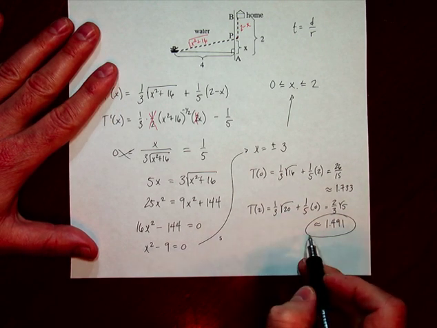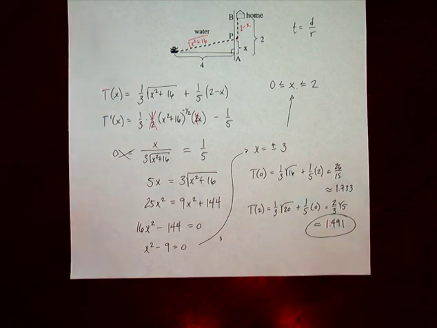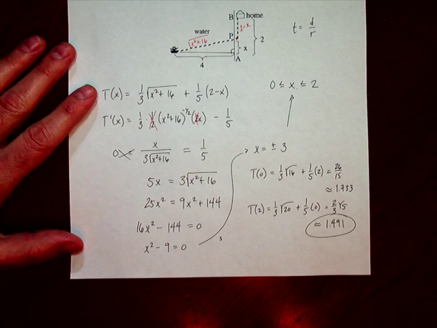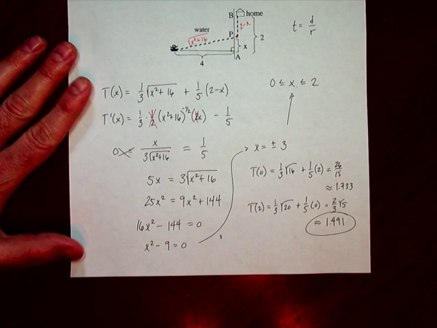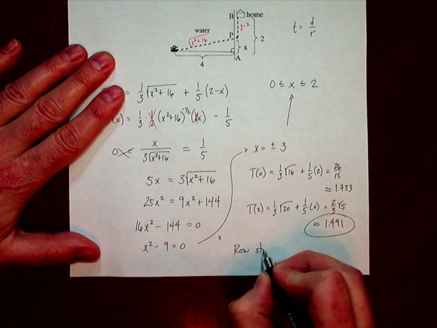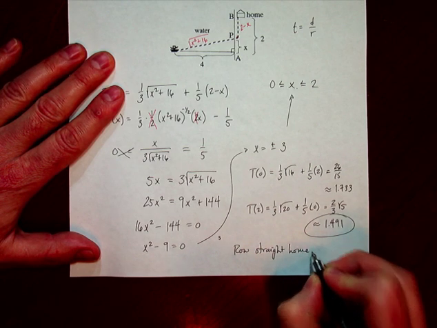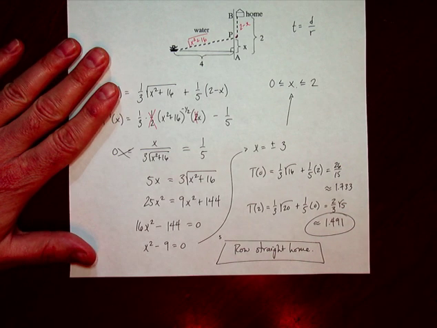That represents the scenario where the person should just point the boat straight towards home and row. And that's basically what you're going to say: row straight home, or something like that. Okay?